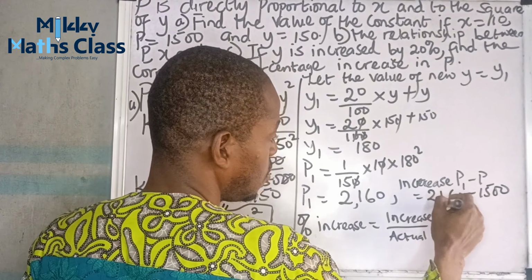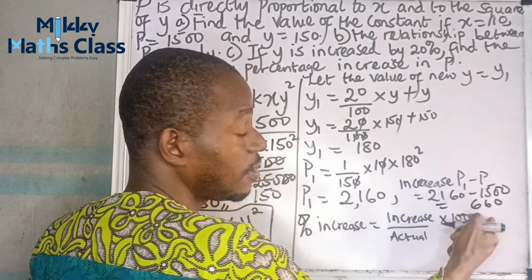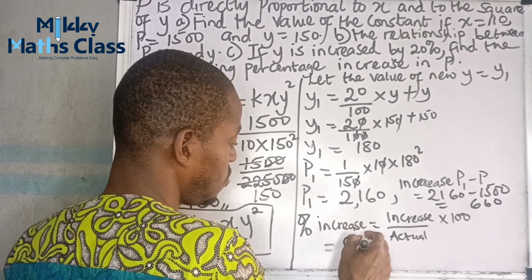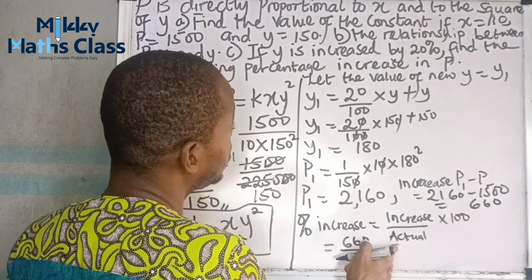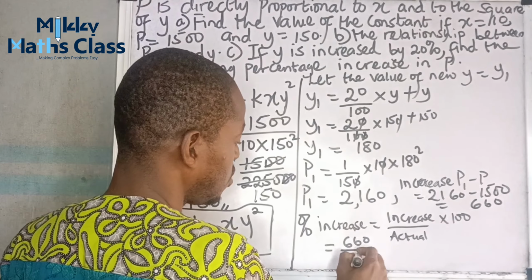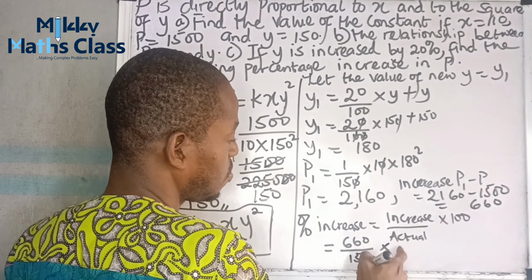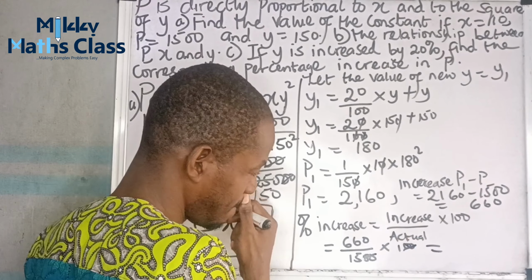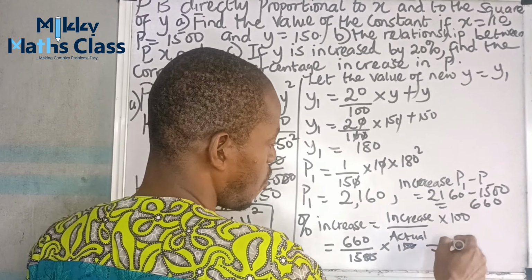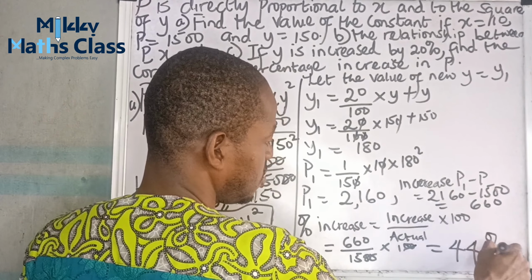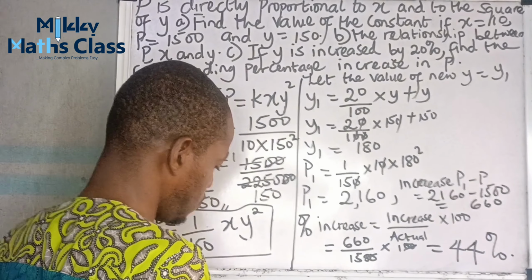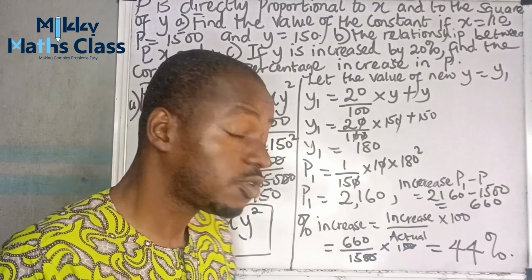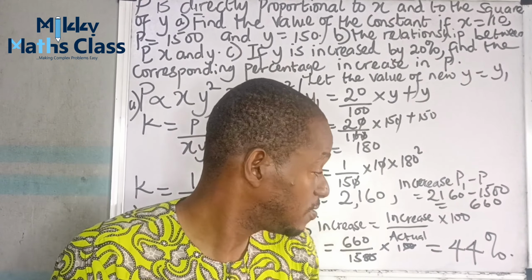That will give us 660. That's the increase. So our percentage increase will now be 660 over, what was the value of P before? 1,500 times 100. This and this will go off. This will give us 44. So our percentage increase is 44%. Okay, so that's that for that.